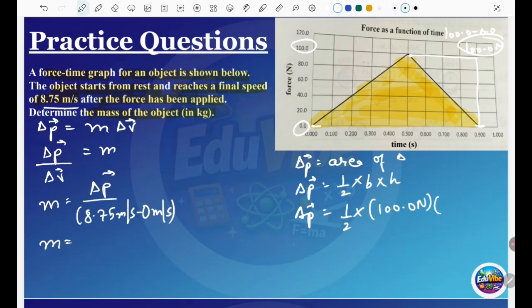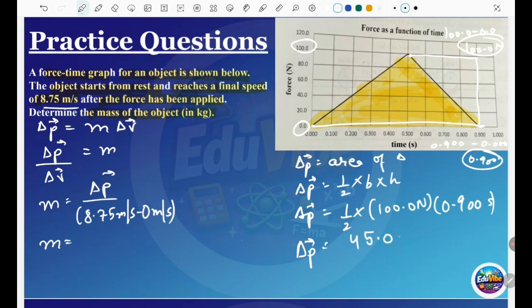And for the base, you come from here to here. So it's 0.900 minus 0.000, and you get 0.900 seconds. Solve this, you get about 45.0 newton seconds.